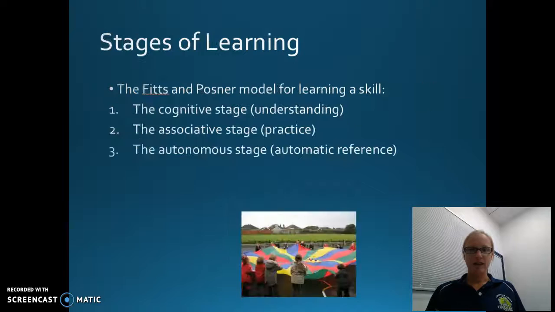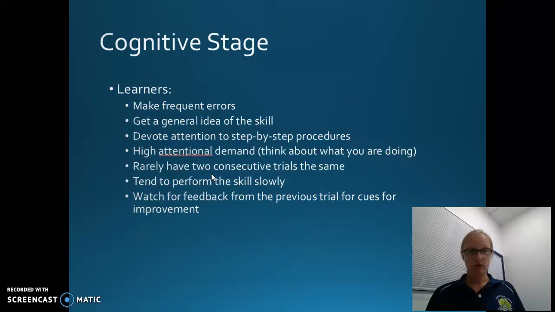Motor learning. There are three stages within the motor learning continuum. So the cognitive stage, which is where you're beginning to understand what's required of a particular motor skill. The associative stage, which happens during practice, so as you're starting to get better. And the autonomous stage, where everything just becomes automatic and normal.